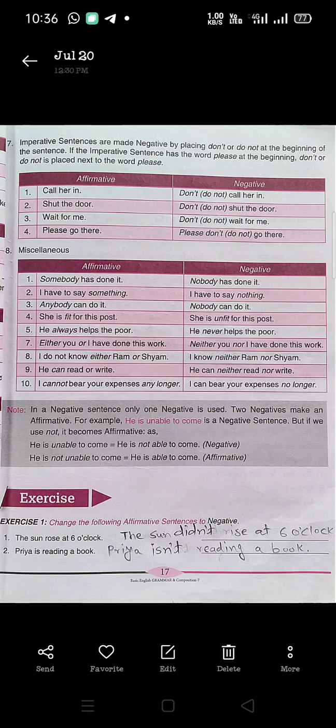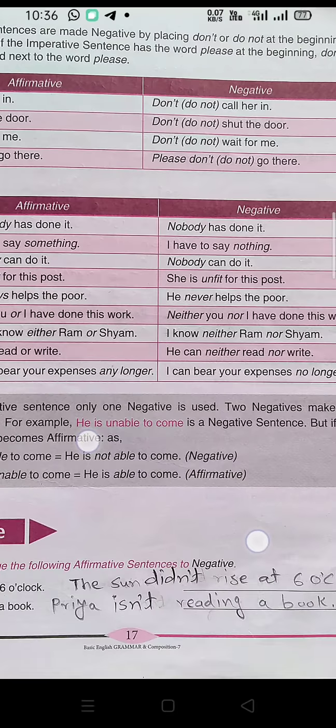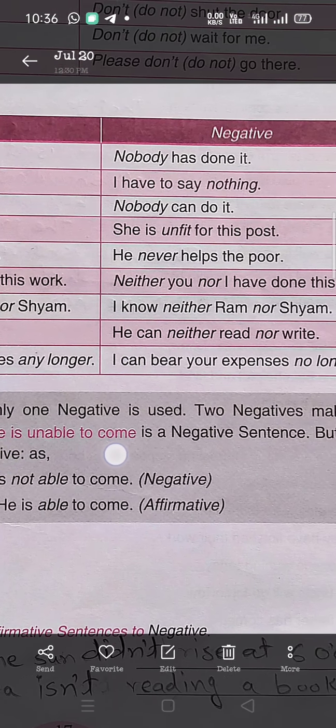Ninth sentence here: he can read or write. He can neither read nor write. Neither nor is itself a negative word, and if there are options in the sentence we use them. He can neither read nor write, means he cannot read and he cannot write. I cannot bear your expenses any longer. So what is the negative of it? I can bear your expenses no longer. Cannot is used in the affirmative, but here not is not used. Here only can is used.